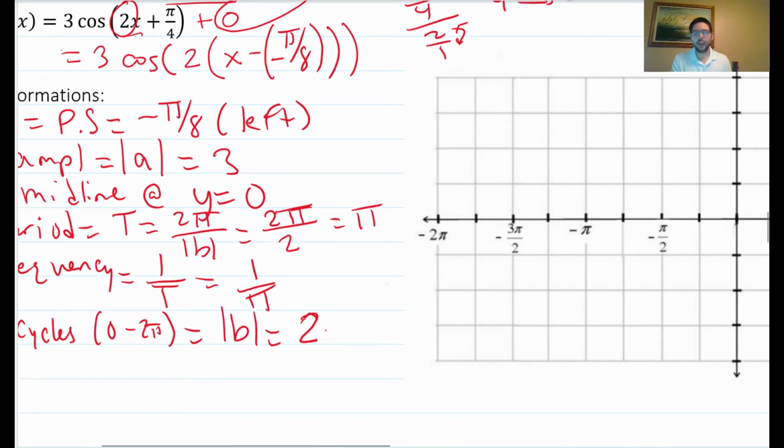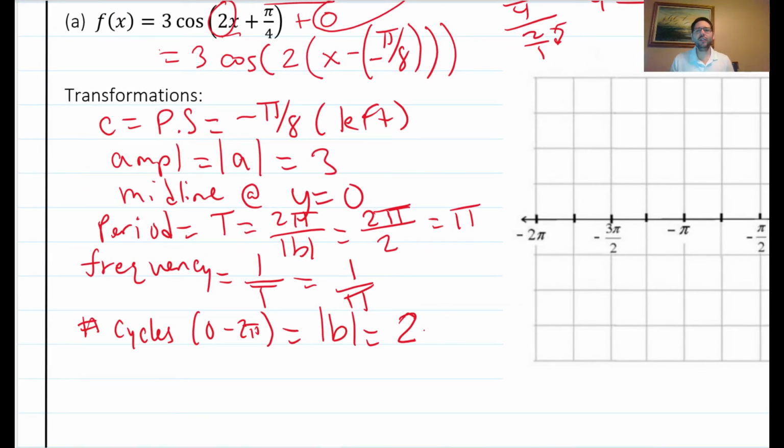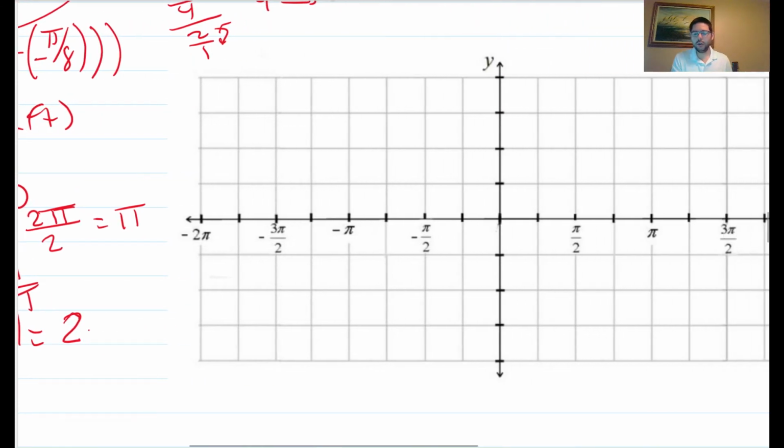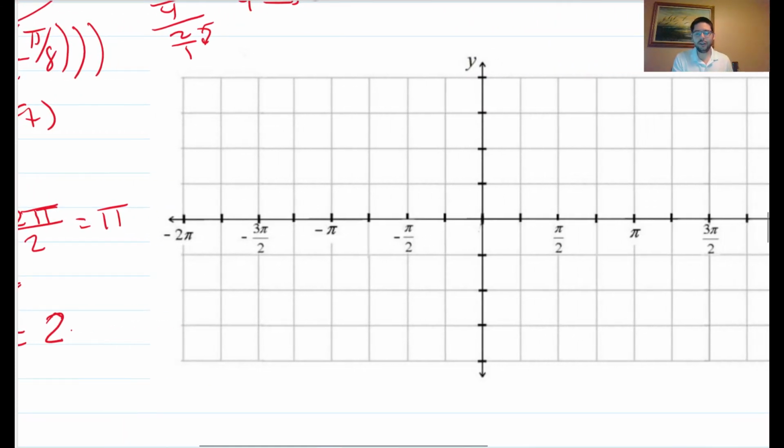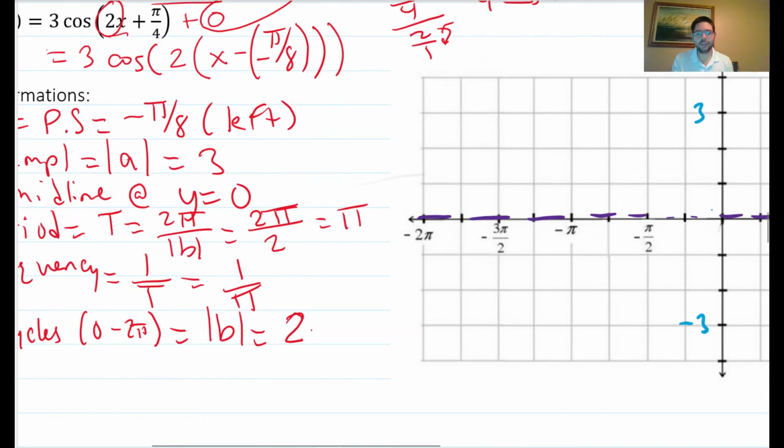All right, so now that we got all this information, let's go ahead and do the graph. So now we know that the midline is at 0, so the midline is basically the x-axis. And my amplitude is 3, so I know the distance from here to the peak is going to be 3, and we're at negative 3 on the other side. So 3 up, 3 down from the midline.